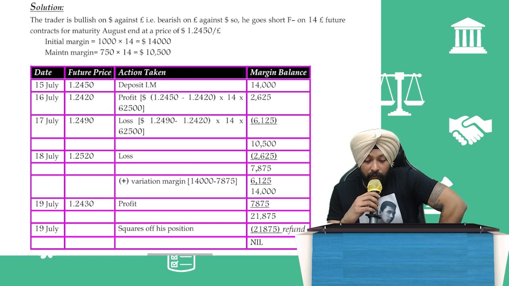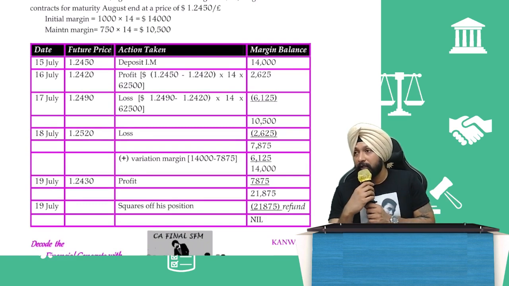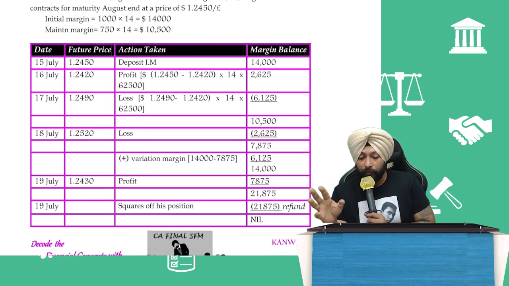Next day 1.2490. There is a loss. You always compare with the previous closing, guys. The previous closing was how much? 1.2420. Okay, so 1.2490 minus 1.2420 we have done into 14 into 62,500. So your balance comes to 10,500. They will still not call for margin, because if it goes below that, then they call for margin.